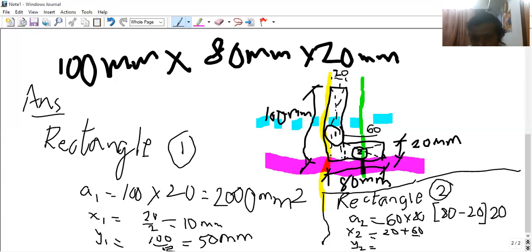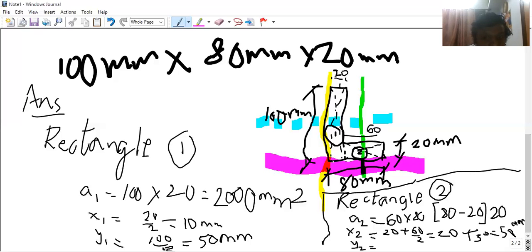How much is that, students? So 20 plus 30, which will be our 50 mm. That is with respect to your x-axis, x2. Okay, students. Now coming to your y2, with this as reference, when you move up, it will be how much, students? It will be 20 by 2. So I told you y2.